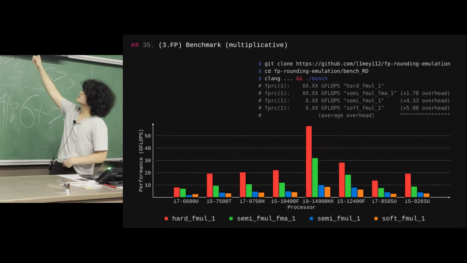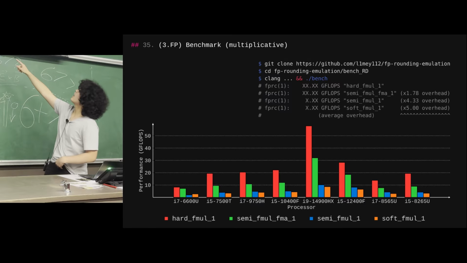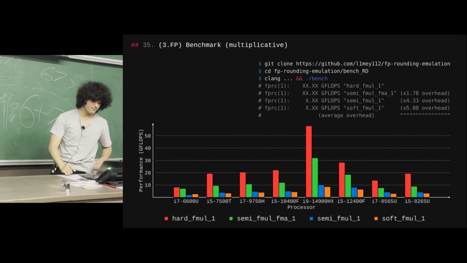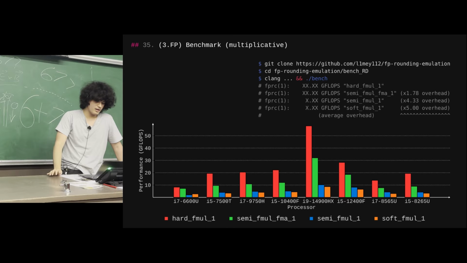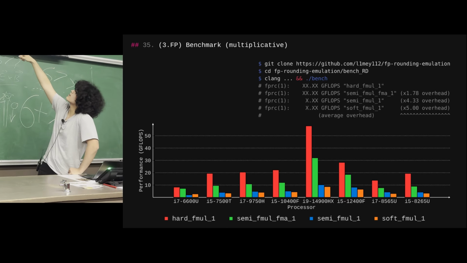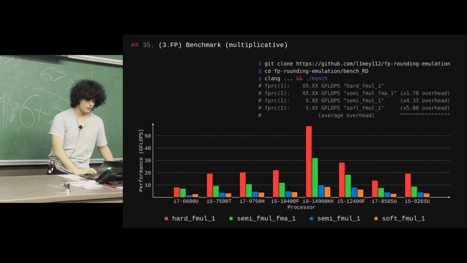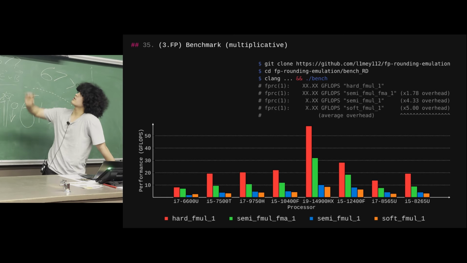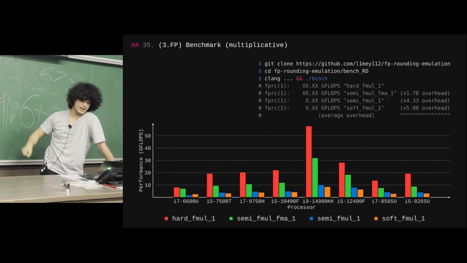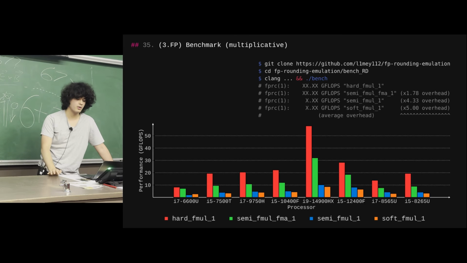So the orange software multiplication, down there, isn't 10 times slower now. It's like 4 to 5 times slower, which is pretty tenable. The red is the hardware. So remember, it's the same thing. It's G-flops, higher is better. So the green, semifloat with FMA, is absolutely the best option. It's only 80% slower than baseline hardware, which is pretty good.